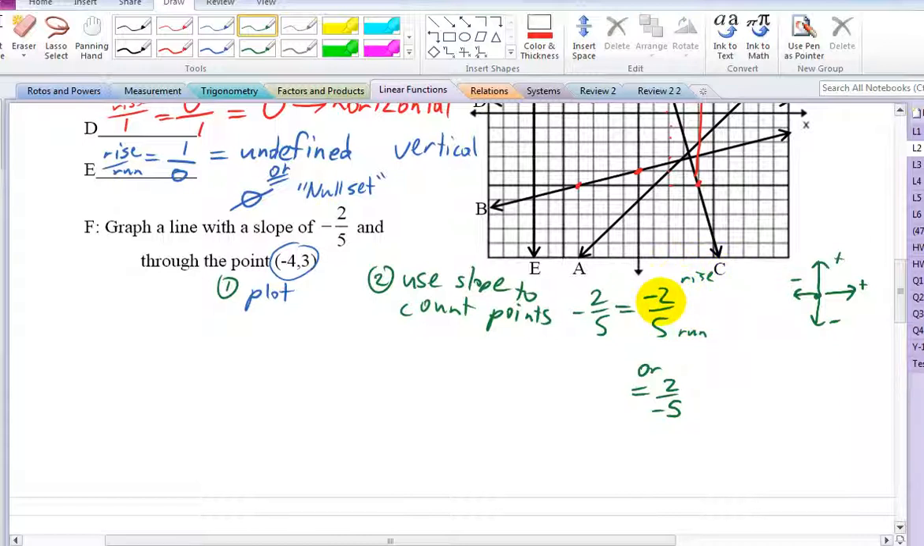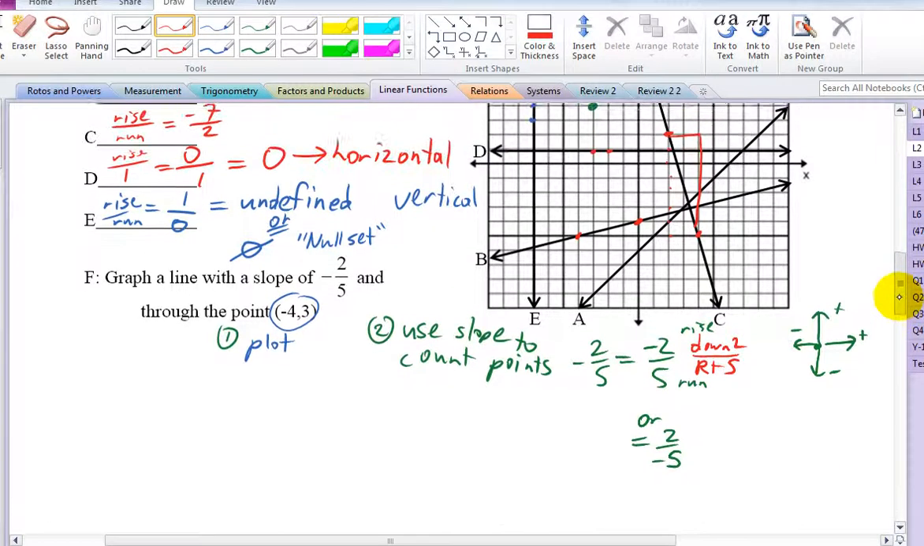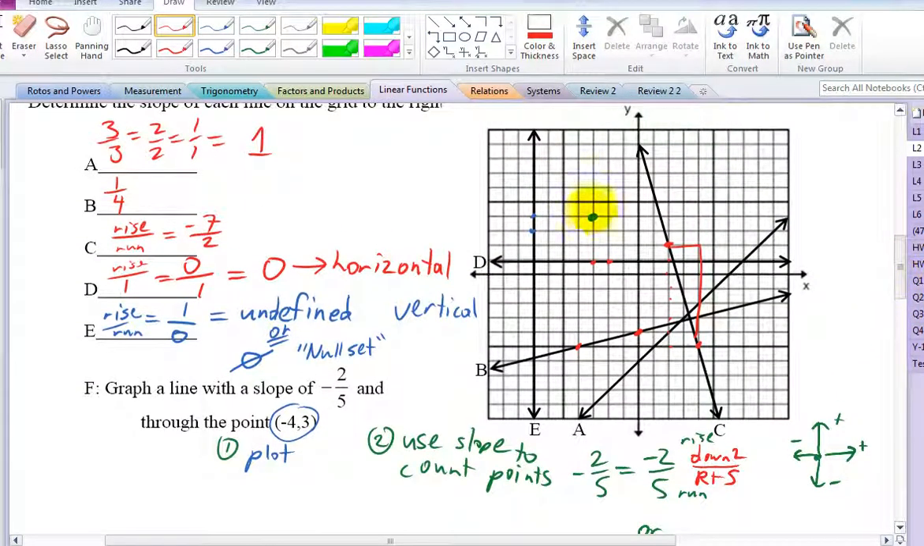What does a -2 mean? It means to count down 2. What does a 5 mean? It means to count right 5. So let's do that. From this point right here, put your pencil on it and count down 2. 1, 2. Then count right 5. 1, 2, 3, 4, 5. Here's the other point. Okay.